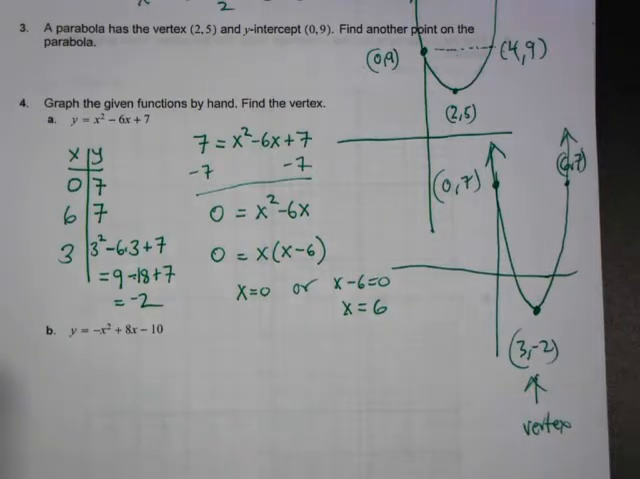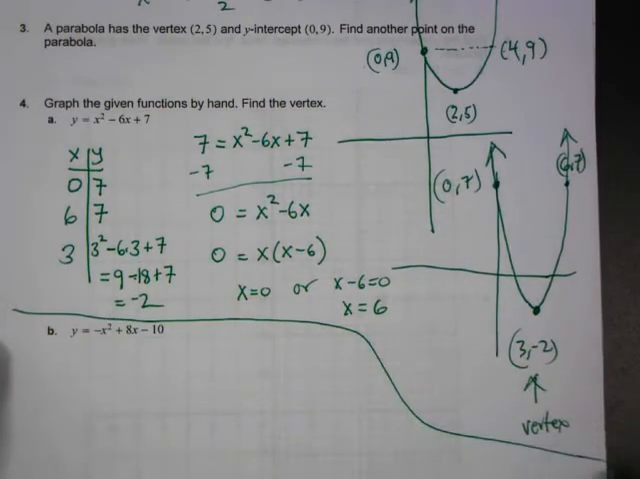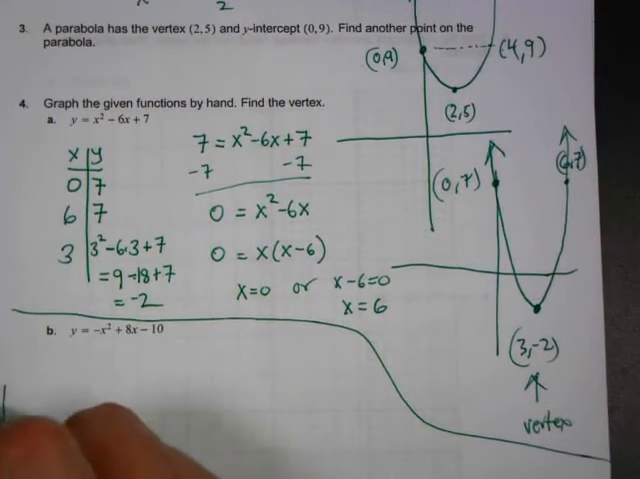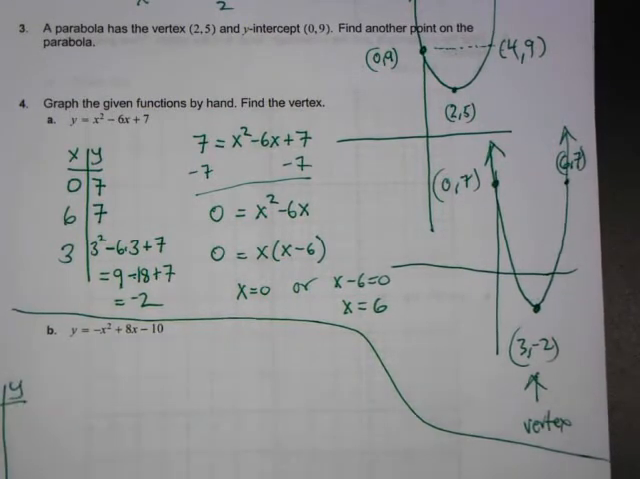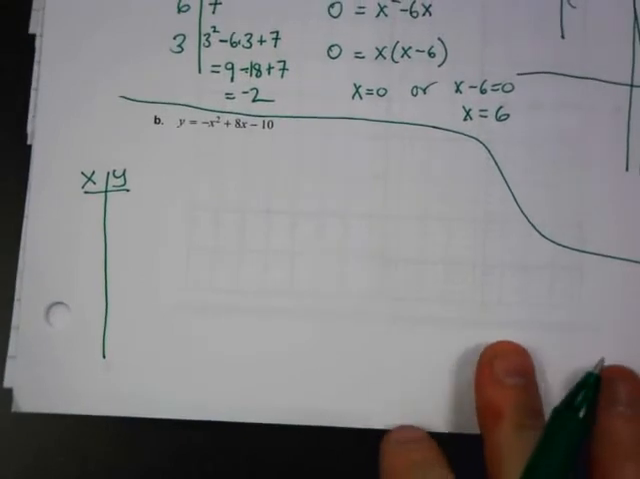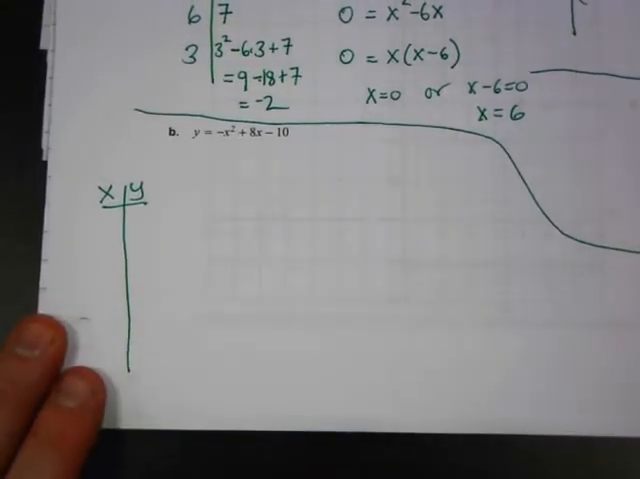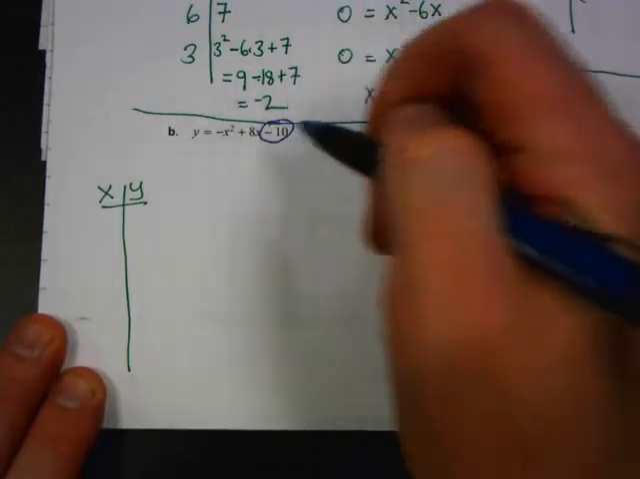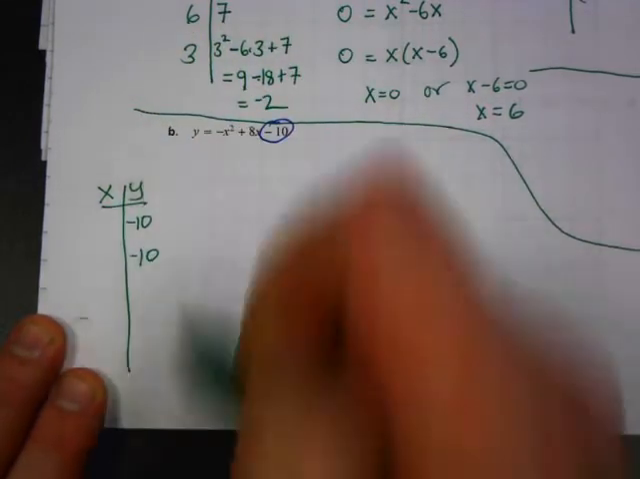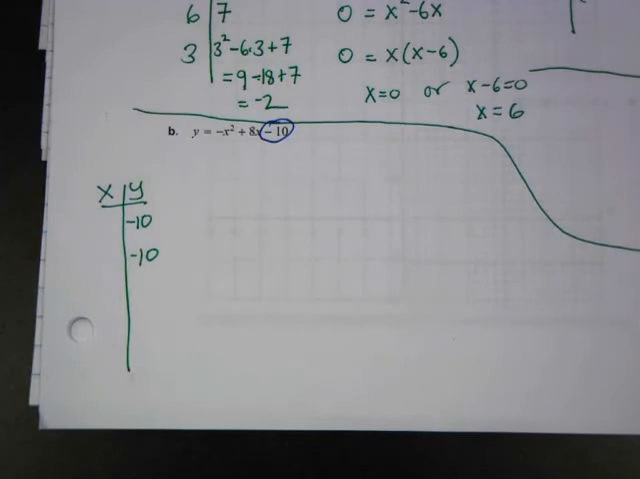All right, problem B. Pretty much the same thing. I'm going to build a table. I'm going to plug in negative 10, and I'm going to plug it in where? I'm going to plug it in for y. So whatever this number is right here, I plug that in for y. And when I do that, I'm going to get 2 answers. So I'm going to write negative 10 down twice. I know I'm going to get 2 answers.